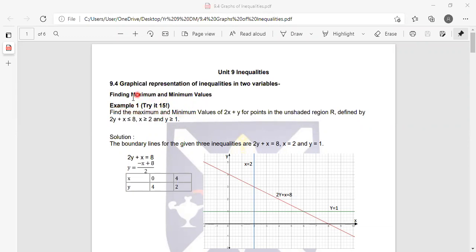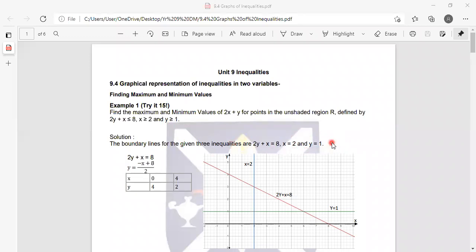Example 1 would be try it 15 from your textbook to find the maximum and minimum values of 2x plus y for points in the unshaded region R defined by these three inequalities. So once you have these three inequalities, we need to draw them out. Okay, so I will first write down the border lines for each of the inequality. So we have the first border line, 2y plus x equal to 8, x equal to 2, and y equal to 1. I've written down the three border lines here.